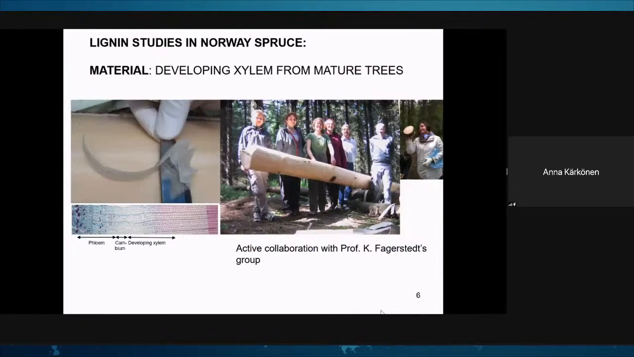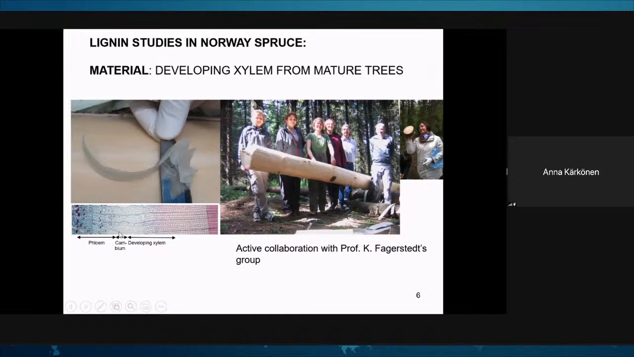In our studies, we have utilized developing xylem from mature trees as one material. And here I have collaborated with Professor Kurt Fagerstedt's group for several years. Every summer we have a trip to a forest in southern Finland. There is a clonal forest owned by Luke. Is it Luke now? The Finnish Forest Research Institute owned it earlier. And we fell a tree every year. And then we scrape out. The bark is easily detached at this time of the year, about mid-June, late June.